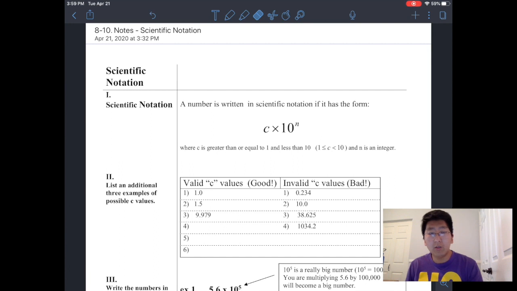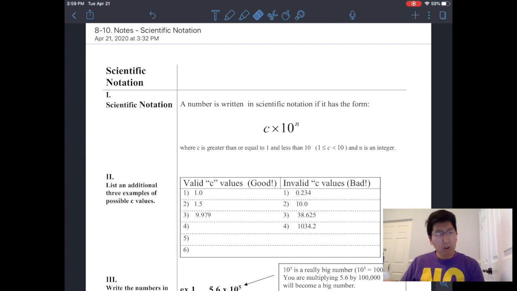Here are today's notes on scientific notation. Scientific notation is going to be something that we talk about for the next couple of days. Scientific notation is a way to take big and small numbers and write them in ways that are easier to see and easier to understand.